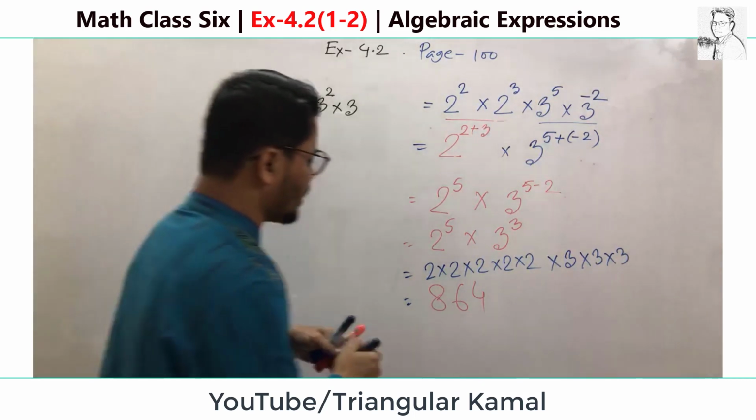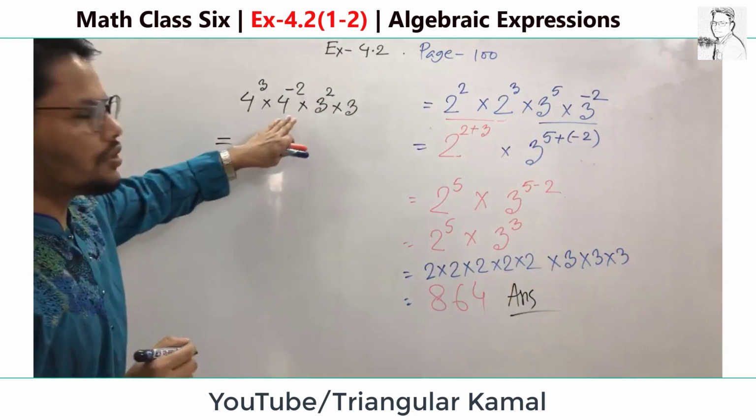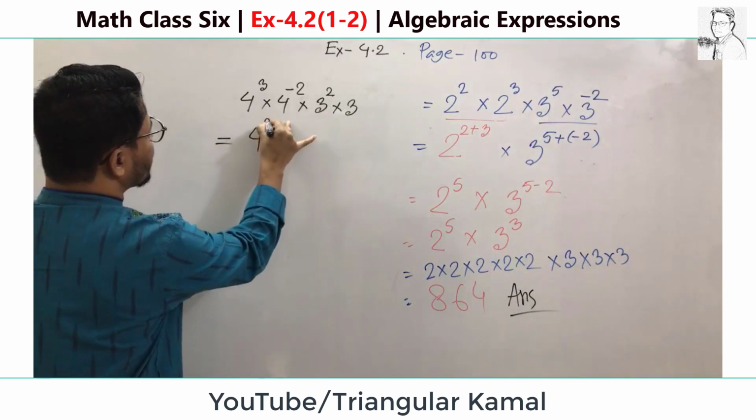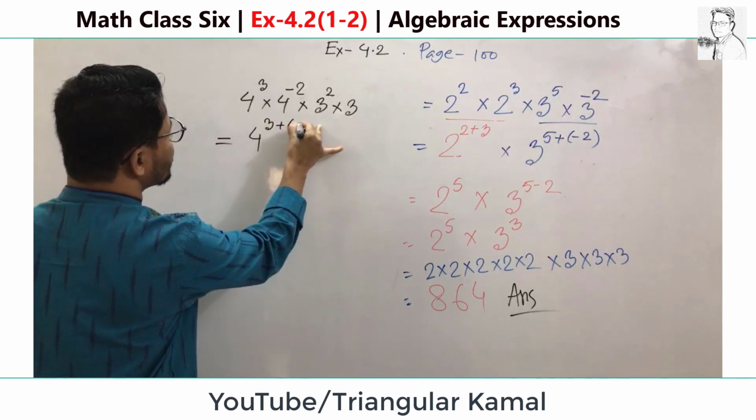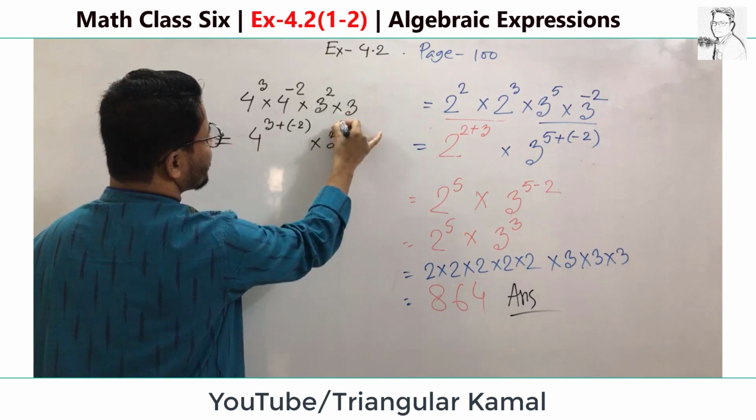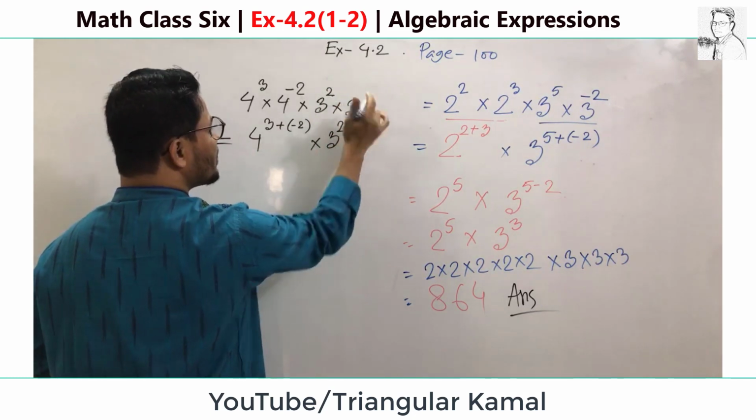864 is our right answer. 864. Okay, dear students, what will be the answer to this one? This one will be 4 to the power 3 plus, this is the minus 2, and then 3 to the power, this is 2. There is an invisible 1. There is no power, which means invisible 1.